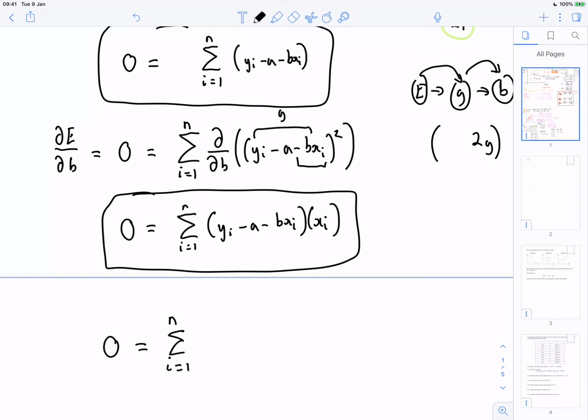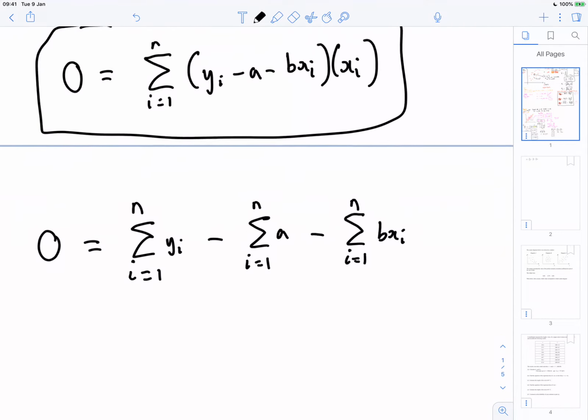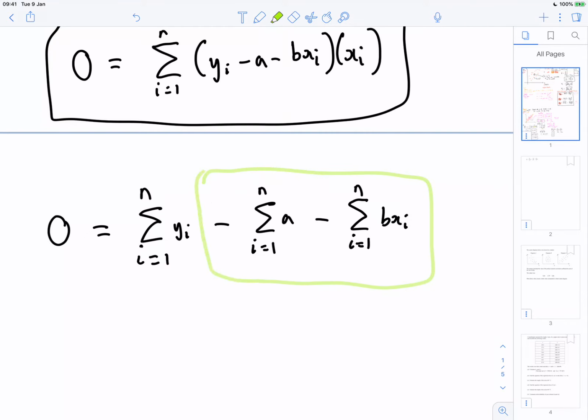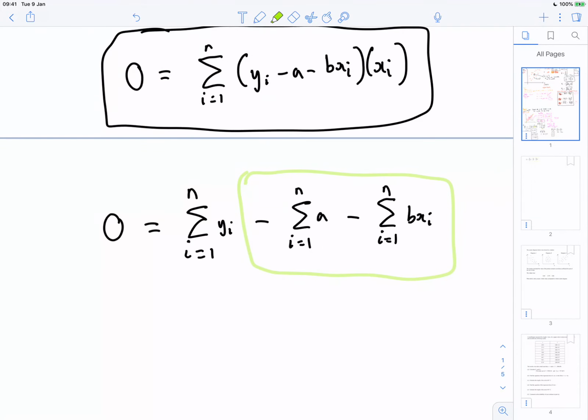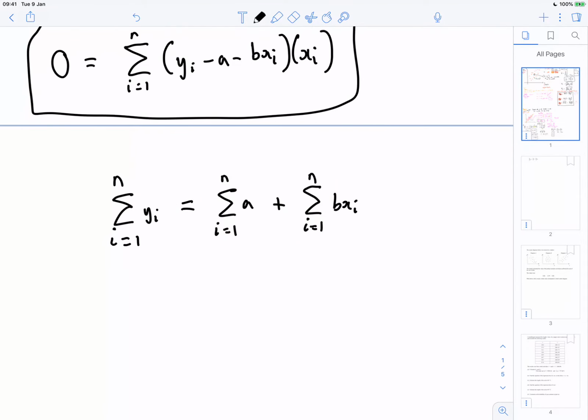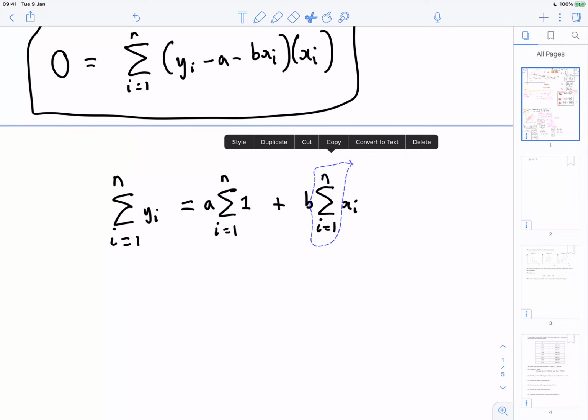So it will be the sum from 1 to n of yi minus the sum from 1 to n of a minus the sum from 1 to n of bxi. Now, because these two terms are negative, I can add them both to each side. That would essentially be saying that the sum of yi would equal these two sums. And now, since a and b are constants that we're trying to find, this a can come out as a factor, so that becomes the sum of 1, and this b can come out as a factor here, like so.